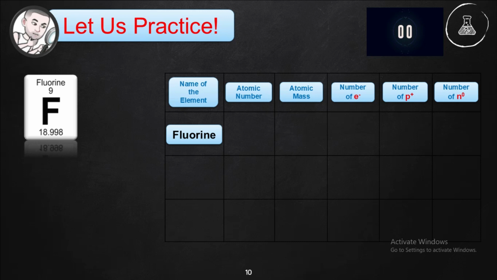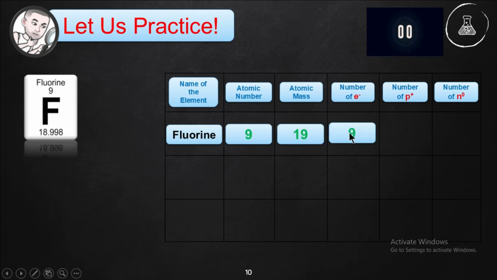Let us now check if your answers are correct. Atomic number is 9. Atomic mass is 19 because we have to round it off. 18.998 is very close to 19, kaya 19. Number of electrons is 9. Number of protons is also 9. Same lang sila kay atomic number. Number of neutrons is 10 kasi i-minus si atomic mass kay atomic number, 19 minus 9 is 10.